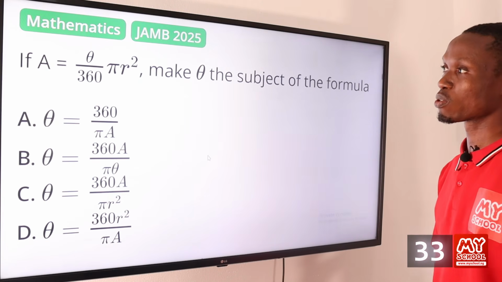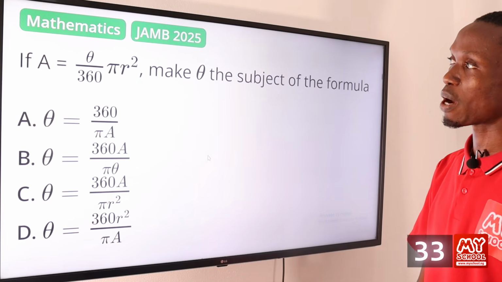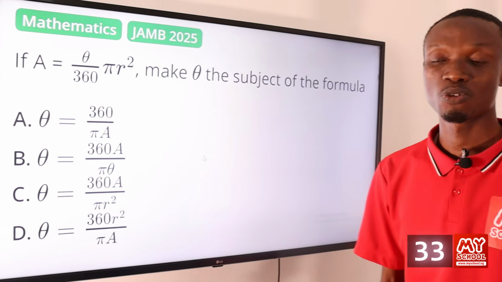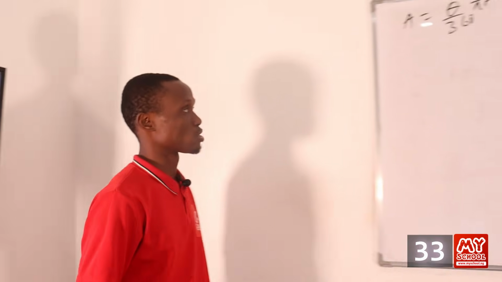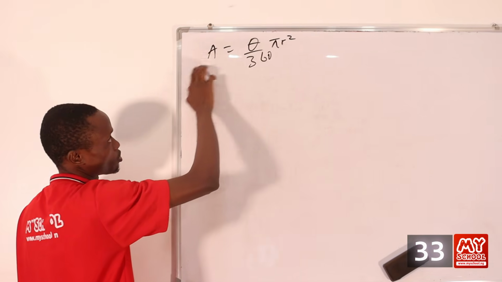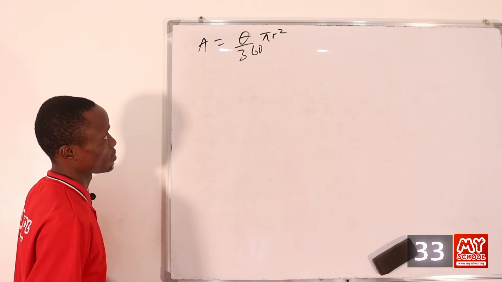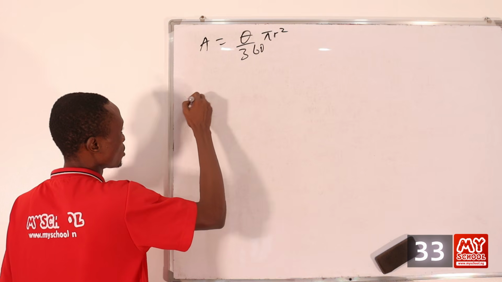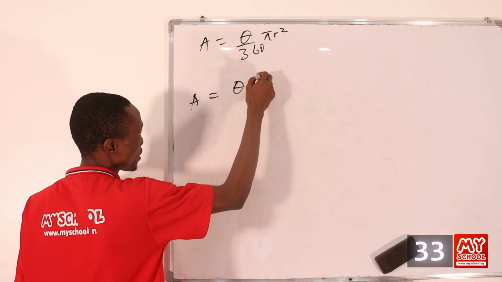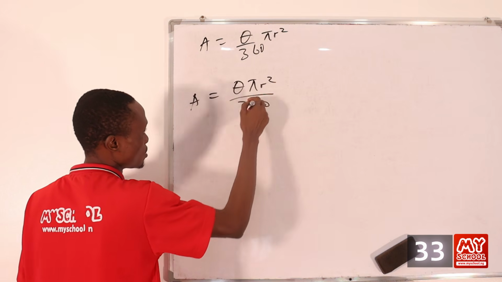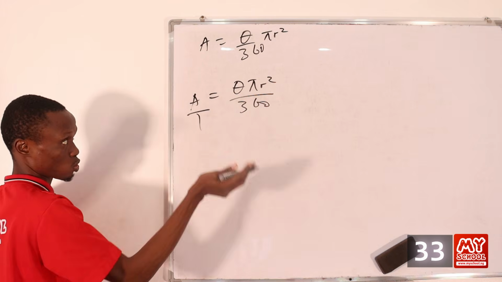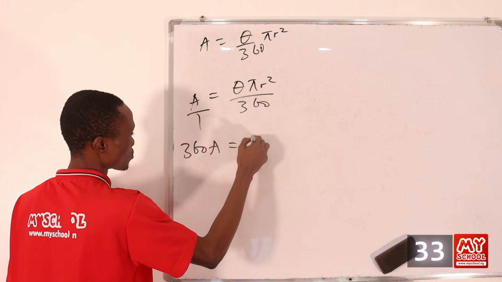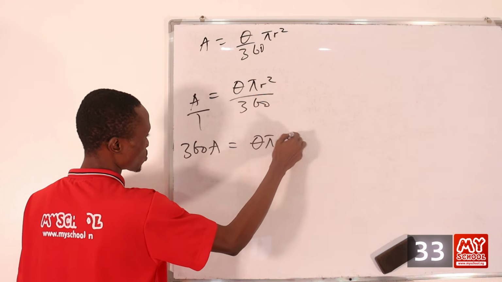Question 33. If A is equal to theta over 360 times pi r squared, make theta the subject of the formula. So let's move to the board to provide the answer. We are asked to make theta the subject of this formula. A is equal to theta pi r squared all over 360, right? So the first step is just to cross multiply. So if we cross multiply, we have 360A is equal to theta pi r squared.